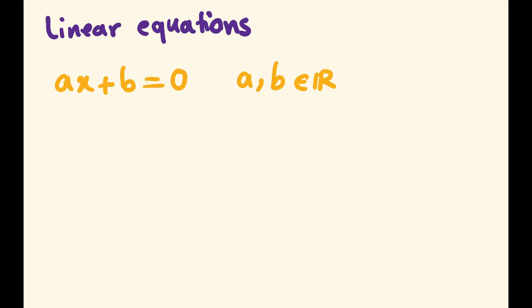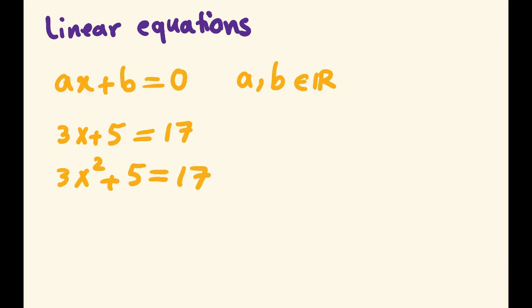In other words, there are no squares, no cubes, or higher powers of the variable. So the equation, for example, 3x plus 5 equals 17 is linear because x has exponent 1. However, 3x squared plus 5 equals 17 is not linear because the variable is squared.